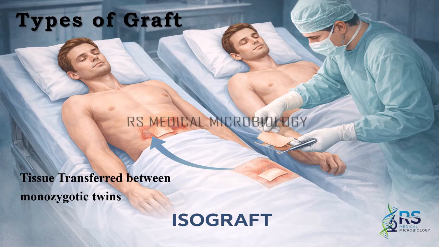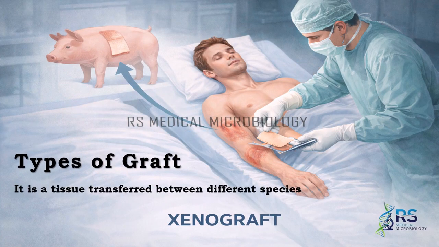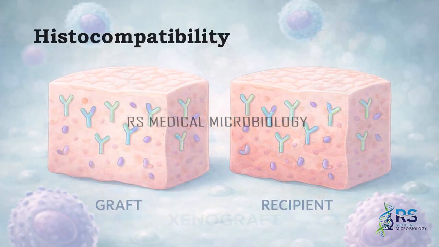This is followed by the most commonly done method, what is called an allograft, where the tissue is transferred between genetically different individuals of the same species. Finally, we have the xenograft, where the tissue is transferred between members of different species. The acceptance of the graft is mainly dependent on the concept of histocompatibility.